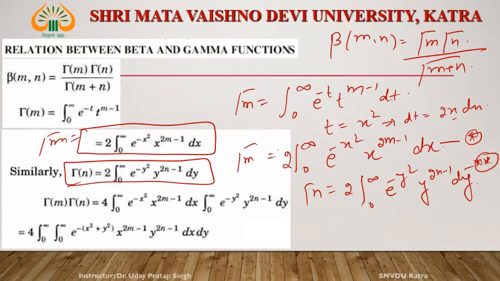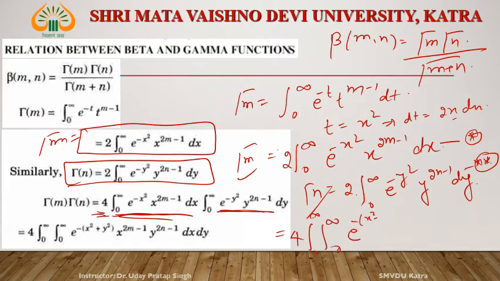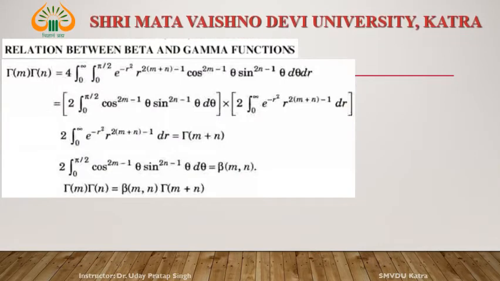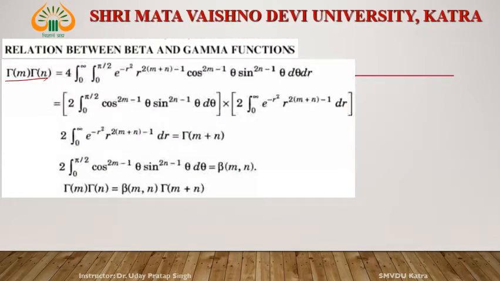So multiply this gamma m and gamma n. This is equal to 4 times the double integral 0 to infinity e to the power minus x square minus y square, that is e to the power minus x square plus y square, into x to the power 2m minus 1, y to the power 2n minus 1 dx dy. So gamma m into gamma n is equal to 4 times the integral 0 to infinity, 0 to pi by 2.